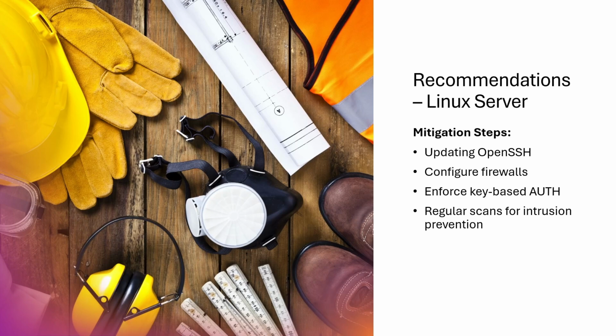So, what's the game plan to fix these issues? First, we would start with updating OpenSSH to version 8.8 or newer. This patches the CVE vulnerability and ensures the server has the latest security features. Next, we've got to lock down those open ports. This is where firewall configurations come in handy. Using something like iptables or UFW, we can restrict SSH access to trusted IP addresses only. It's like putting a bouncer at the door, only the right people get in.